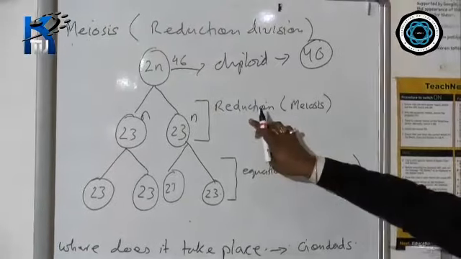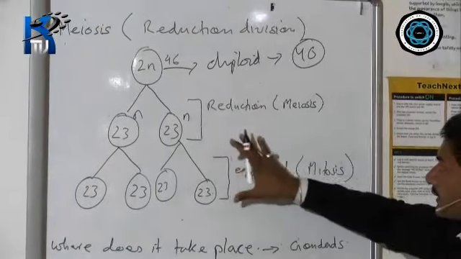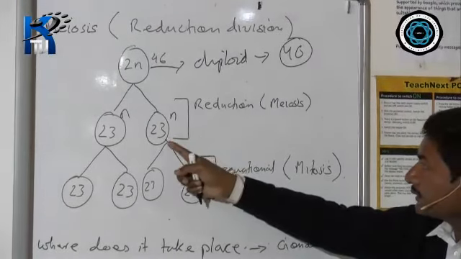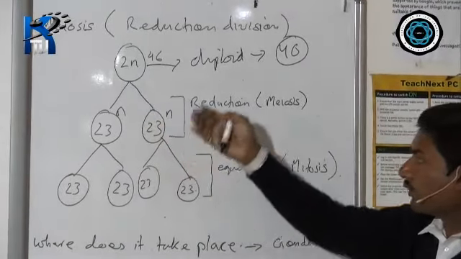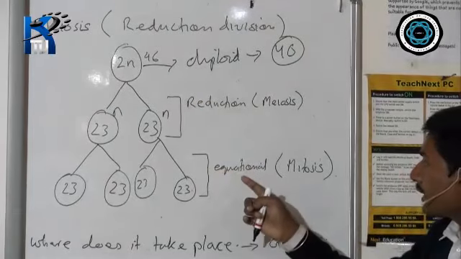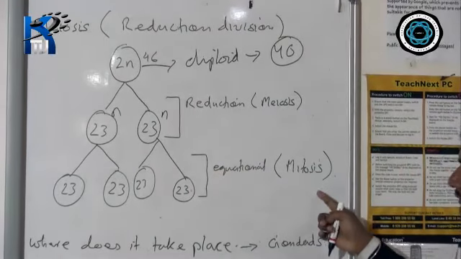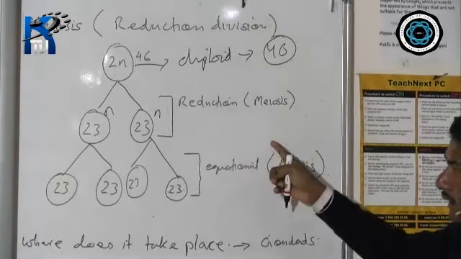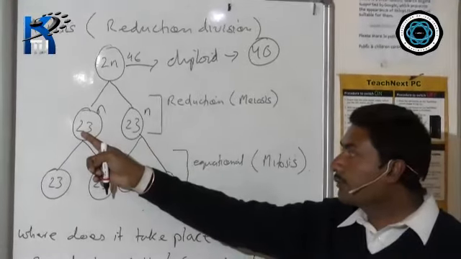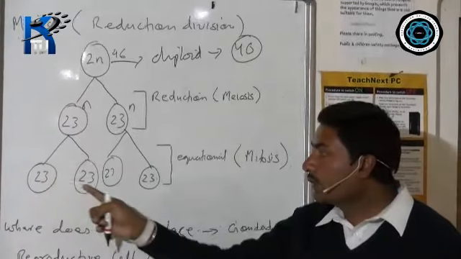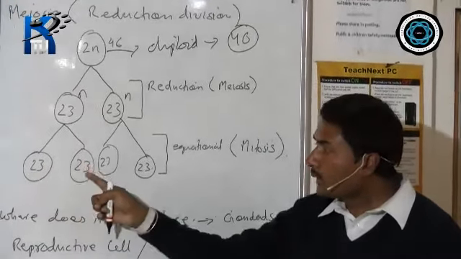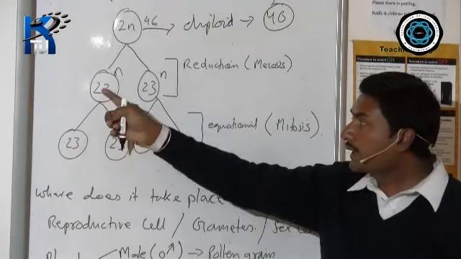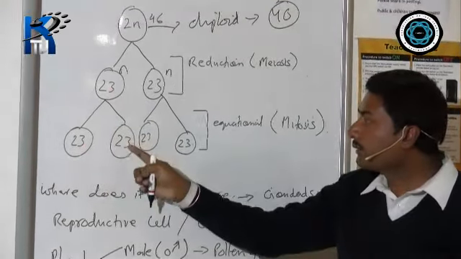Now, when the reduction has taken place, after that, what will happen? These two cells that have got formed, that have reduced to half, again will go under mitotic division. And when it goes under mitotic division, we call it as equational division. That means this 23 number of cell will divide into two cells, that is 23 and 23. It is maintaining its number. 23 will remain 23 only.